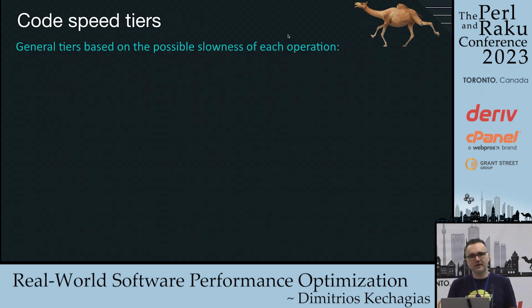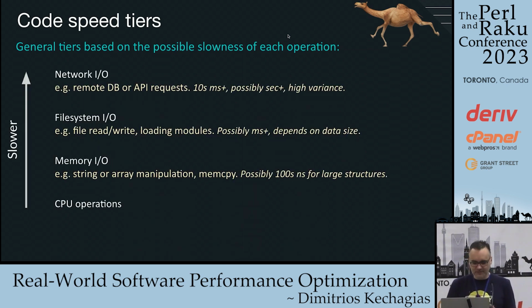So in general, when you write code and use an operation, you have an idea whether it will be slow or fast based on some generic tiers. Like if it's a network call, you expect it to be slow. It's the slowest tier of functions, I'd say. And there's a variance. You don't know exactly how fast it will be.